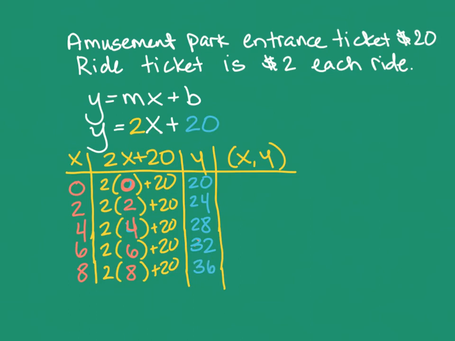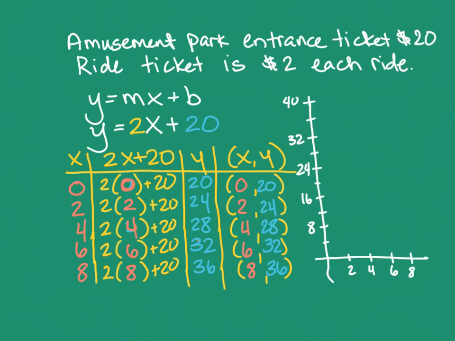Now I'm just going to take this row of x's, put it next to this row of y's like that. So I have my coordinates for my graph. Okay, so when x was 0, y was 20. X is 2, y is 24. So I just carried them all across. And now I will go ahead and graph each of these coordinates.